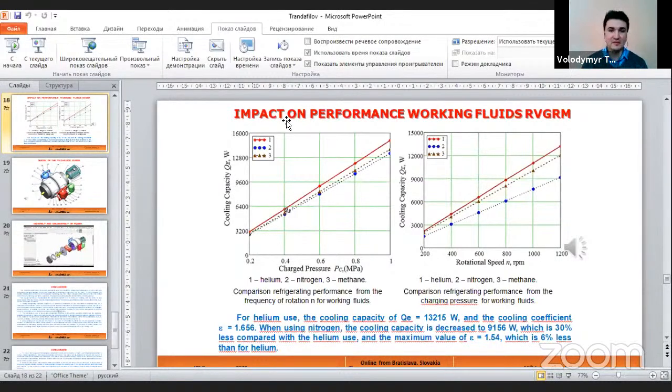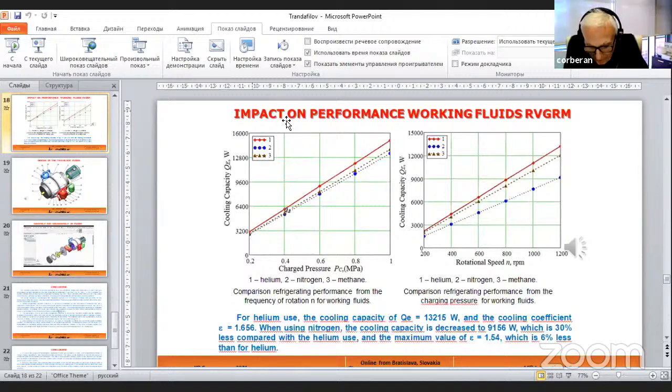The best working fluid for this machine is hydrogen. Okay. But hydrogen is flammable. Yes, and we use helium. Not so good as hydrogen, but it is better than nitrogen and methane. Okay. I think he means helium is not an alternative, it is the best. Yes. Okay, thank you.